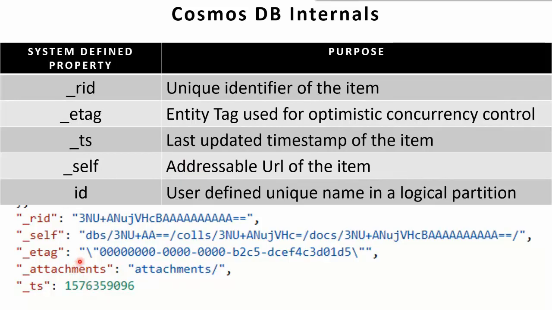As you can see here, our _self starts with dbs. This text here is actually the RID of the database. Then we have colls, which is the RID of the collection. This is docs, and this is the RID of the document. If you look at this text here and this text here, you can see they match perfectly. So this is great. It's almost like a pinpoint of where this document is in Cosmos DB, and this is very useful, especially in the REST API.